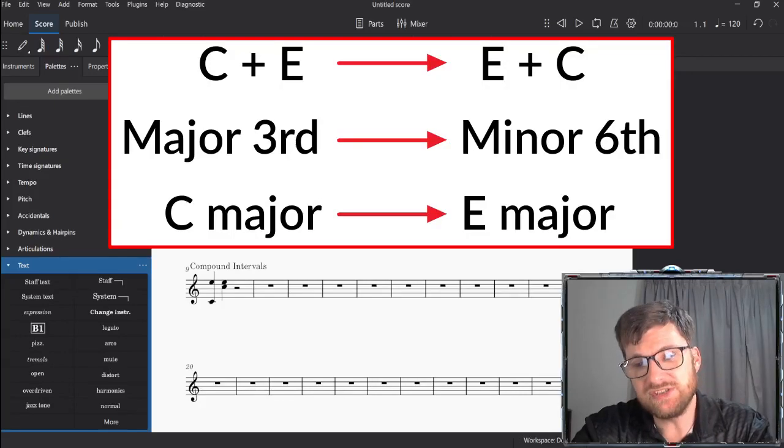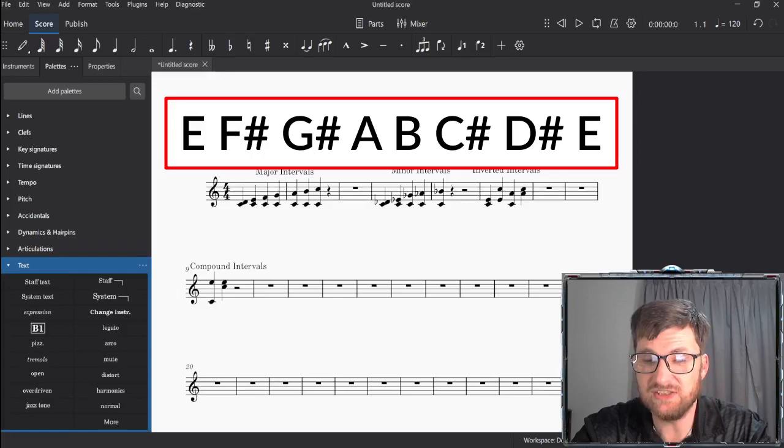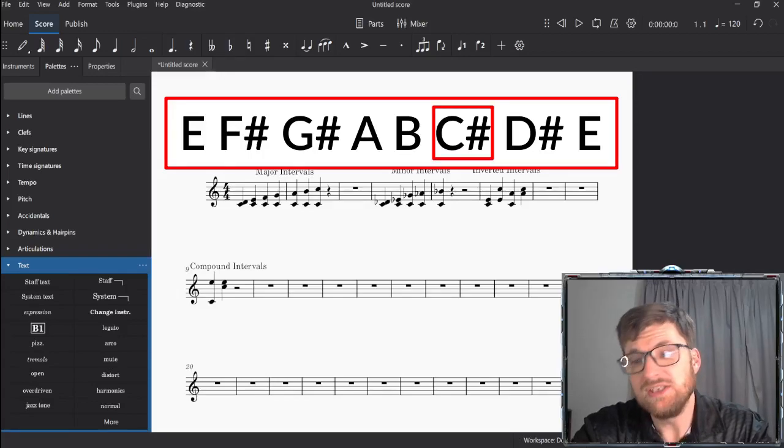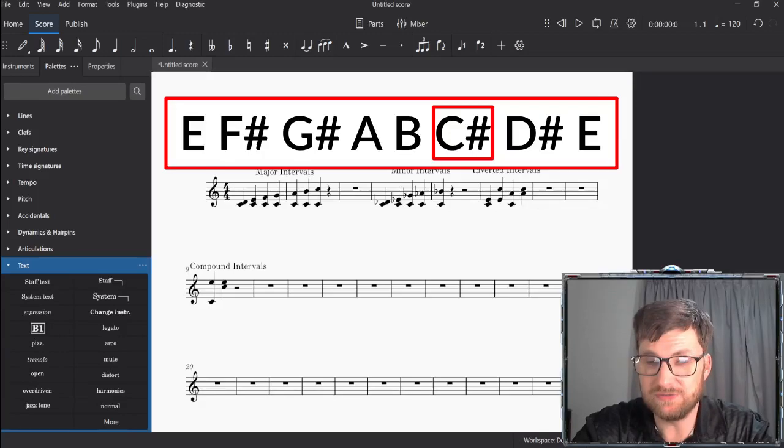So when we inverted that major third to a minor sixth in the example we just talked about, we were actually changing the key from C to E. And there's no C in an E major scale. There is a C sharp, which is now diminished in this particular interval, thus making it a minor interval.